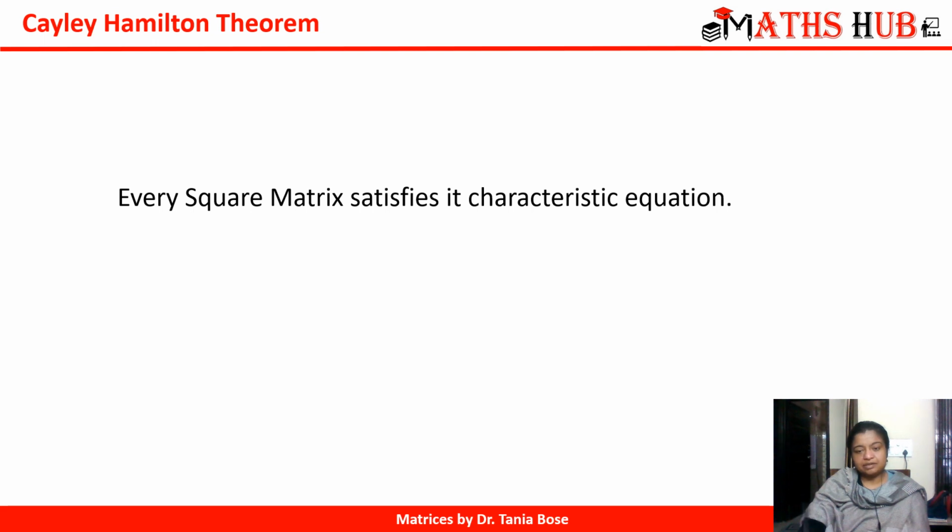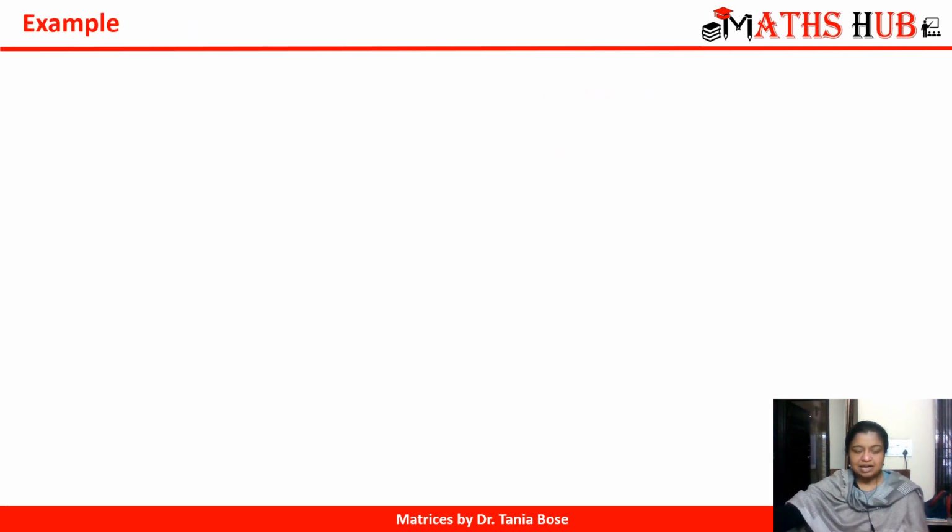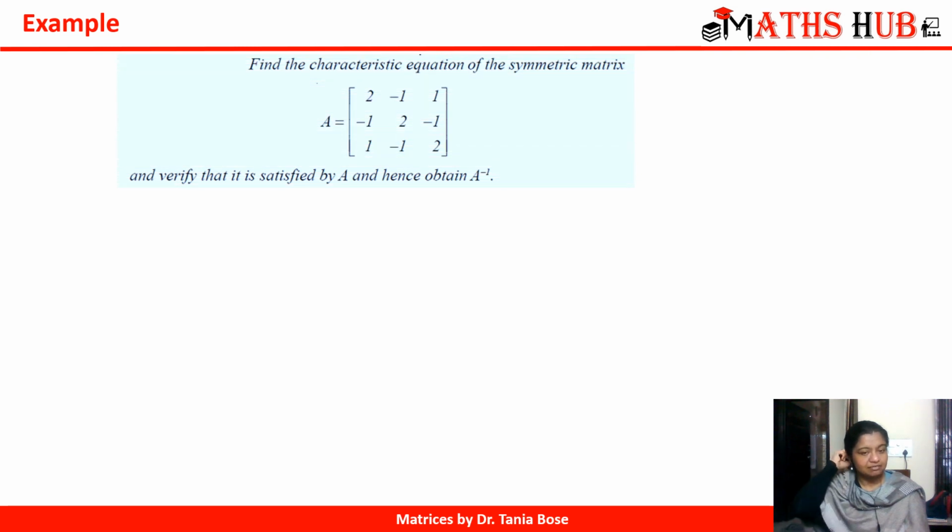The characteristic equation is what we get when we solve the determinant of A minus lambda I equal to 0. That leads to the characteristic equation, which is in terms of lambda. We are saying that every square matrix satisfies that equation. So in place of lambda, when we substitute the value of that square matrix, that statement is called the Cayley Hamilton theorem, right? So let us see how the questions on Cayley Hamilton theorem will come.